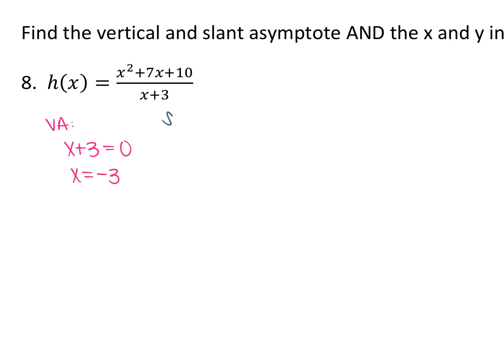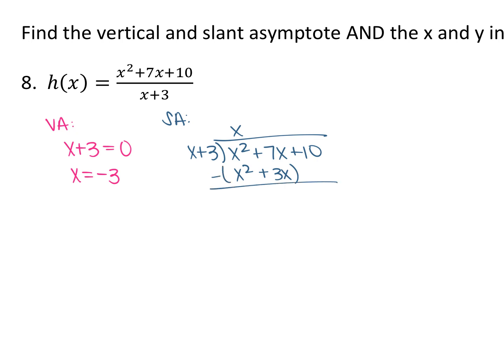For your slant asymptote, you are going to divide these two. The x plus 3 goes on the outside. X squared plus 7x plus 10 goes on the inside. Your x times x is x squared, so that's x squared plus 3x. We subtract these, distribute the negative, change the sign on everything. You're left with 4x. Bring down that 10 and start all over again.